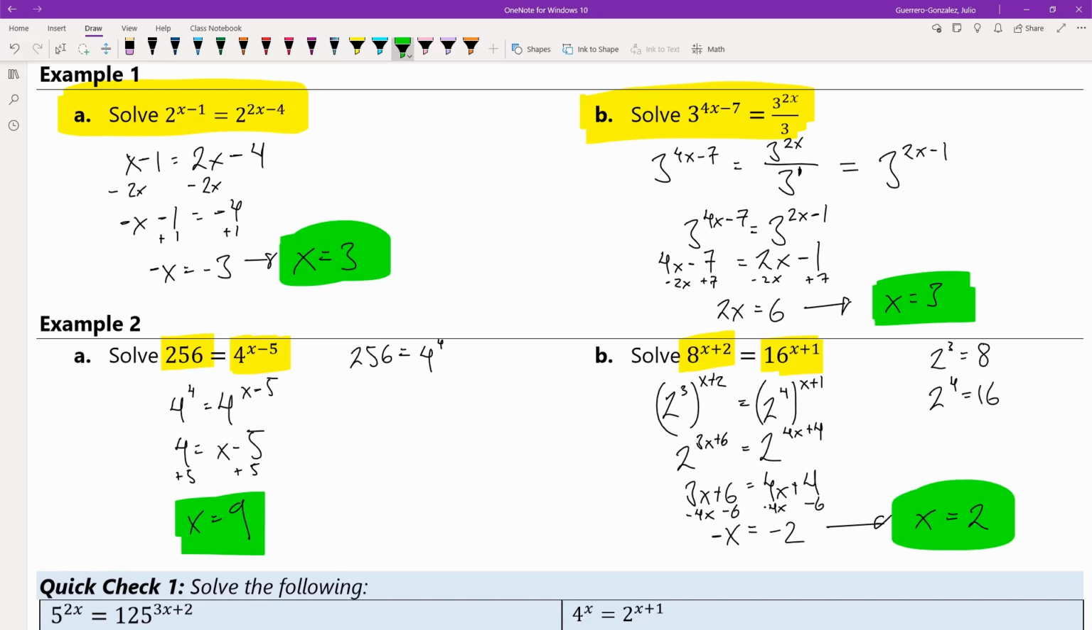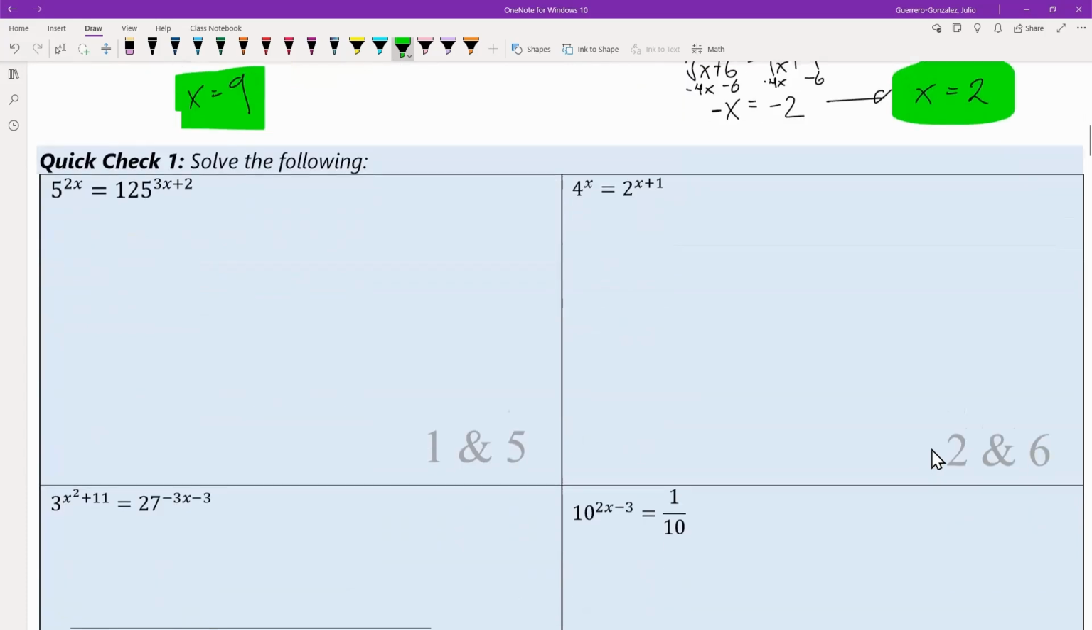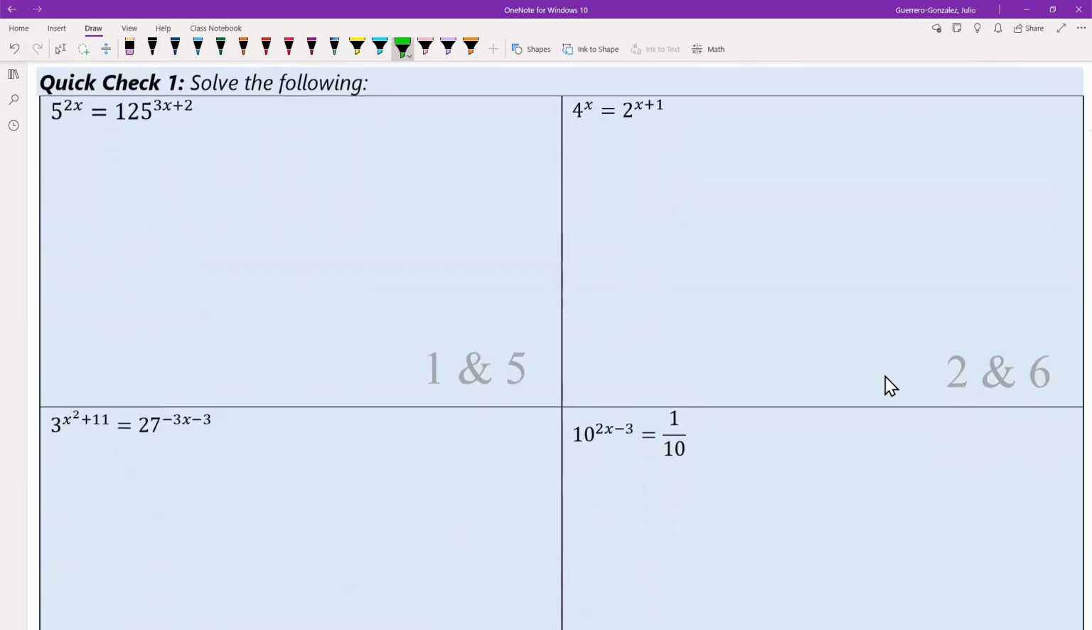Okay? So for now, for the beginning, at least for now, we are looking at just changing one of the bases into the other, or if the bases are the same, just using our exponent rules to simplify everything down, right? Okay, what comes up next? Some quick checks. I'm going to have you guys try these in class, okay?